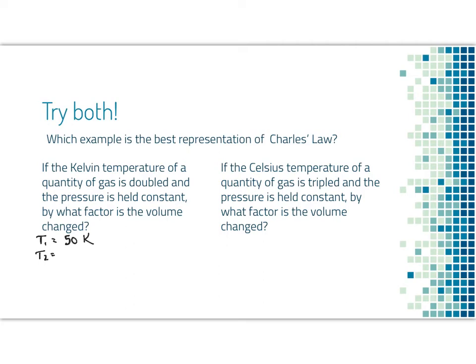Double it to get T2. So I'm going to have 100 Kelvin. Our numbers can be totally different and we're going to see the same thing. By what factor is the volume changed? So we're looking for what multiplier did we use to get from V1 to V2? That's what our question is actually asking. I'm just going to use 1 as my V1 here, and we'll plug into V1 over T1 equals V2 over T2.